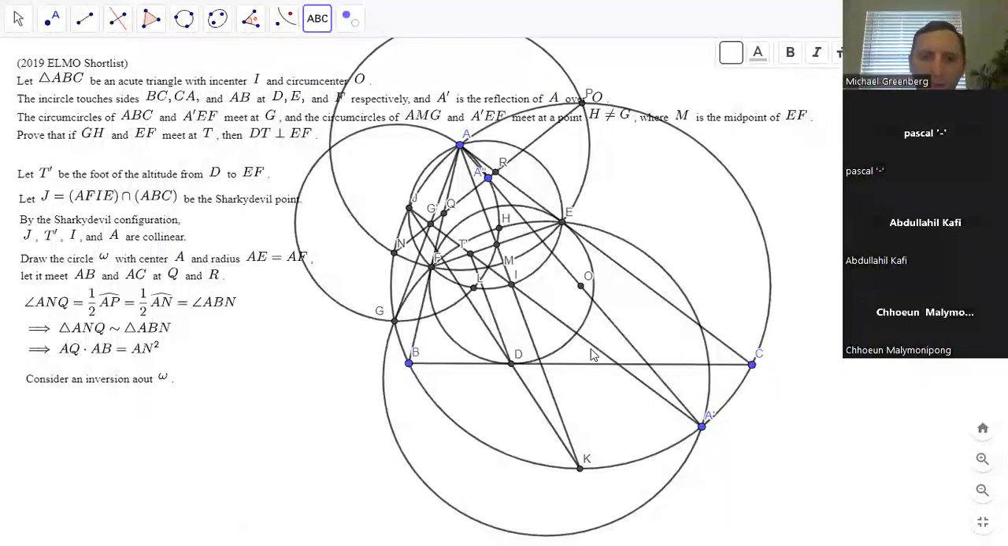So it swaps B and Q and C and R. So it takes the whole circle ABC to the line QR. And that is pretty important.